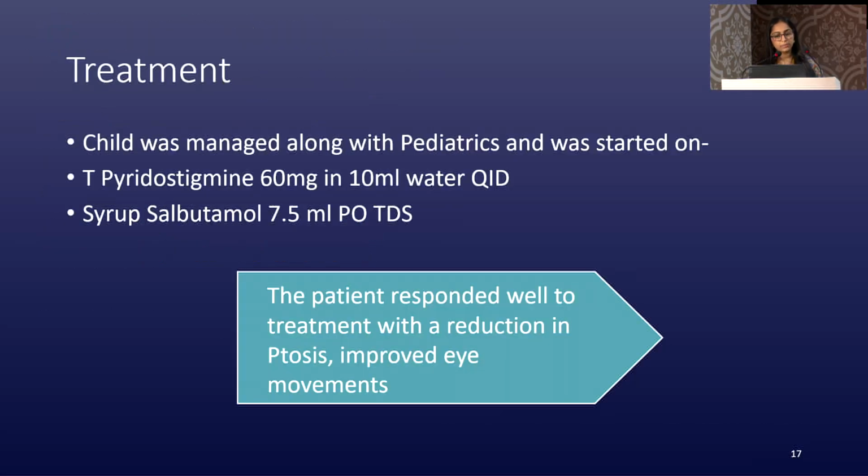We managed the case with PEDS, tablet pyridostigmine and syrup salbutamol. Salbutamol is the important part here. It is usually seen to benefit patients who have DOK7 mutation, but here also it benefited the child.